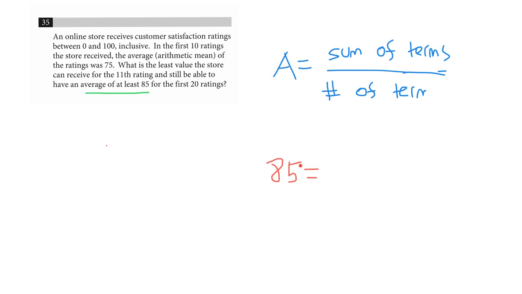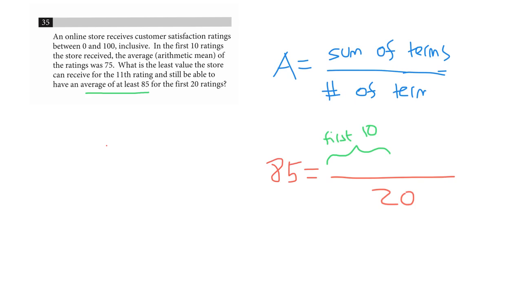So what I would do is get the big picture. The average that we're shooting for is at least 85, which is 85 in this case. We have 20 total ratings, so you start to piece together this average formula. Now, what's going to be up here? It's going to be the sum of literally all 20 ratings, right? Well, it's going to be the sum of the first 10 ratings. And then you're going to have the 11th rating, right?